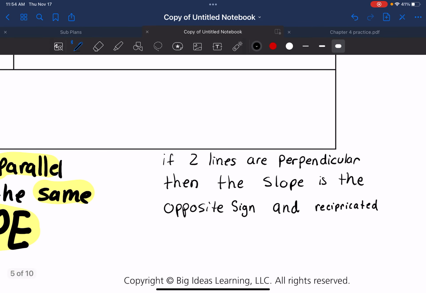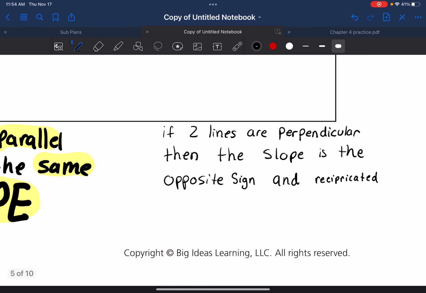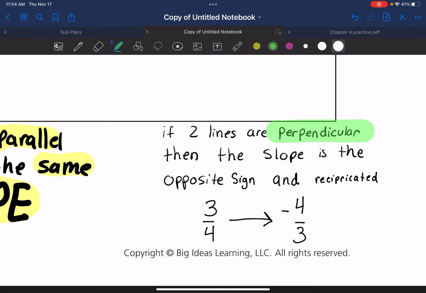If two lines are perpendicular, then the slope is the opposite sign and reciprocated. Now, I don't have anything really for you to fill in on that one, so instead, let's just show an example. For example, if I had a slope of, let's say, 3/4, then the perpendicular line of that would be negative 4/3. Okay? I'm going to grab a different highlighter real quick. Highlight the word perpendicular. I'm going to highlight opposite sign and reciprocated, okay? Perpendicular, opposite sign, reciprocated, flipped.